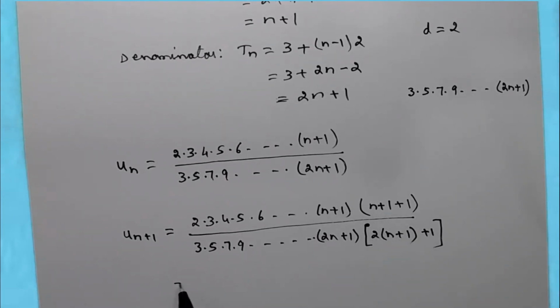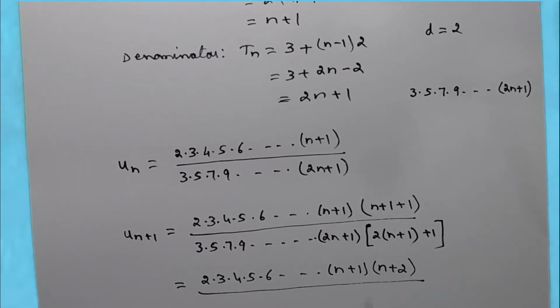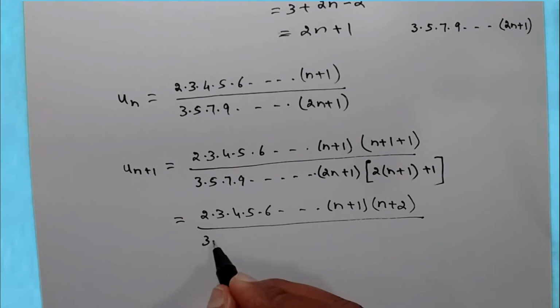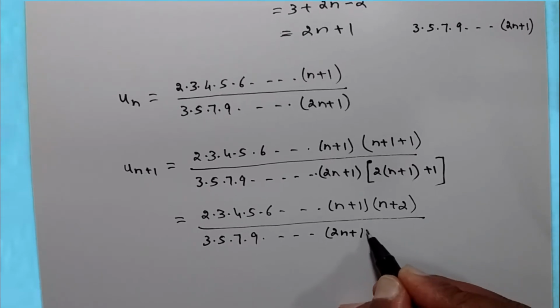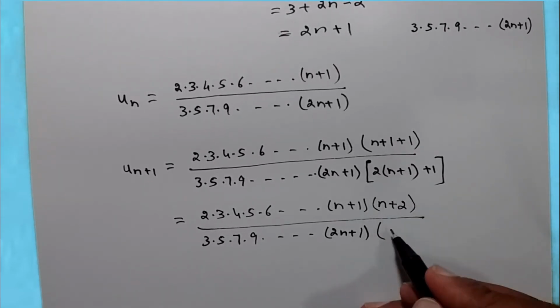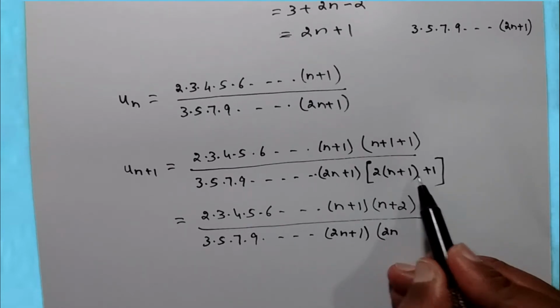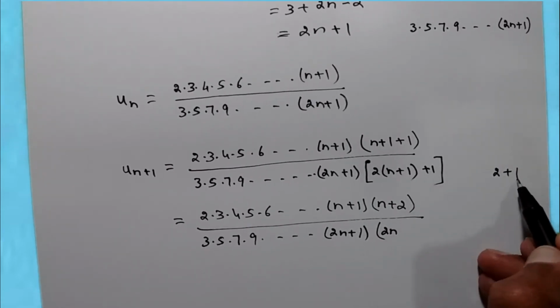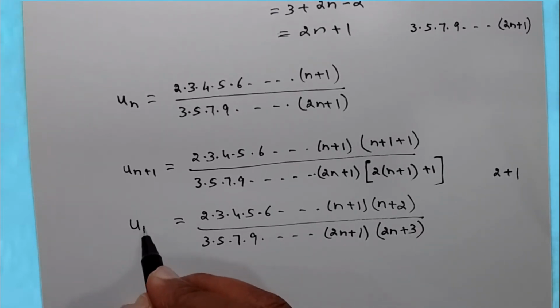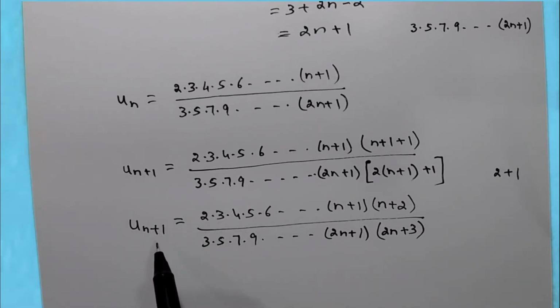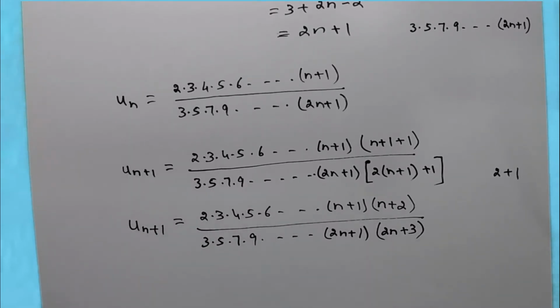You can just rewrite this one. It is 2 into 3 into 4 into 5 into 6 and so on, n plus 1 into 1 plus 1 will become 2, so n plus 2, whole divided by the denominator value 3 into 5 into 7 into 9 and so on, 2n plus 1 into, multiply it, this 2 into 1 will be 2n plus 2 into 1 will become 2, plus this 1. So 2 plus 1 will become 3. So this is your un plus 1 term. So you got both the terms, un plus 1 as well as un term. So you have to take the ratio.